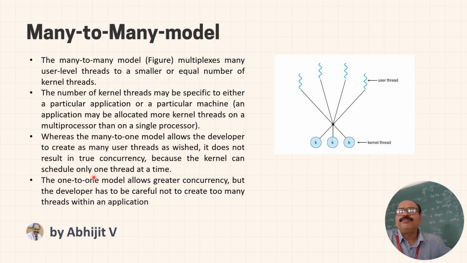Is that clear? The one-to-one model allows greater concurrency, but the drawback was that for each thread we need one kernel thread to be created, right? The developer has to be careful not to create too many threads within the application. So multi-thread models, we have three types: many-to-one, one-to-one, and many-to-many models.